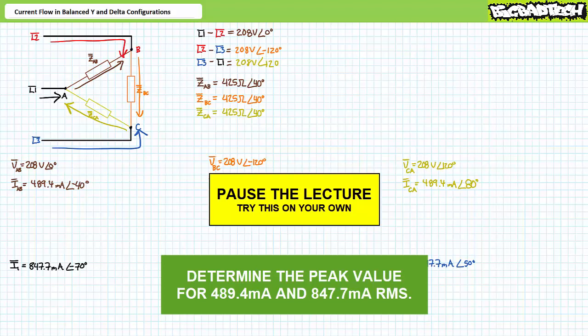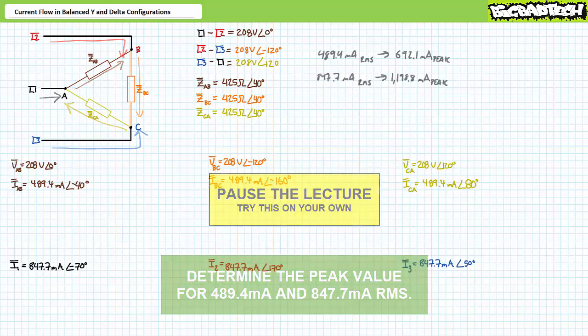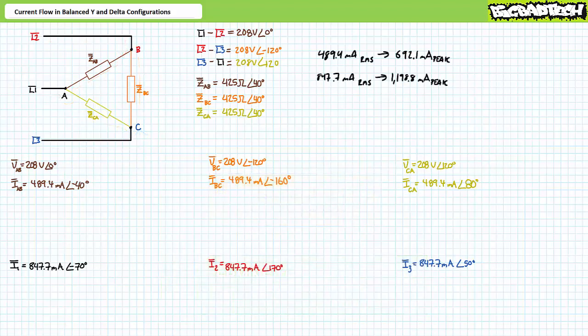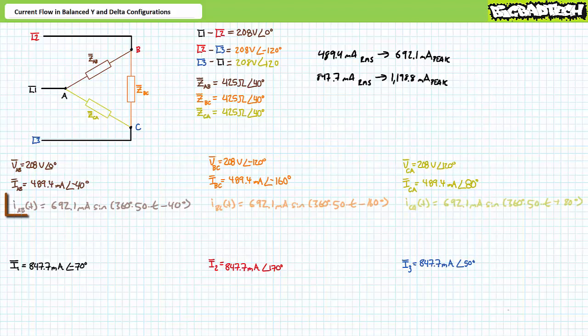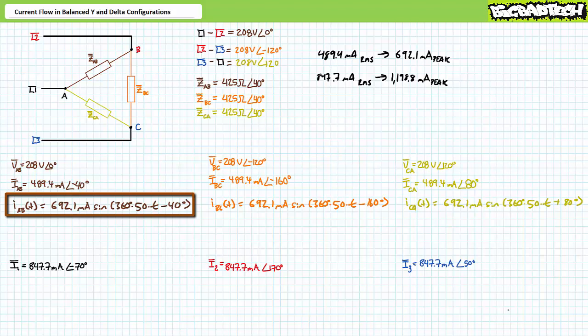If you're tracking, you should have obtained the following values. Load current will have a peak value of 692.1 milliamperes, and line current will have a peak value of 1,198.4 milliamperes, almost 1.2 amps. Let's again assume a 50 Hz frequency for the purposes of easily divisible instantaneous analysis. This means IAB as a function of time can be written as 692.1 milliamperes times the sine of 360 times 50 times time minus a phase shift of 40 degrees.